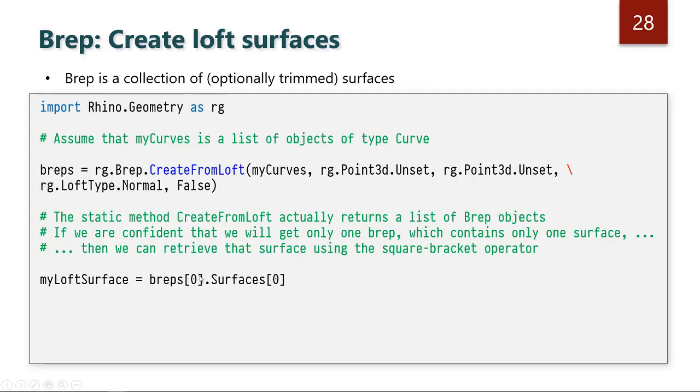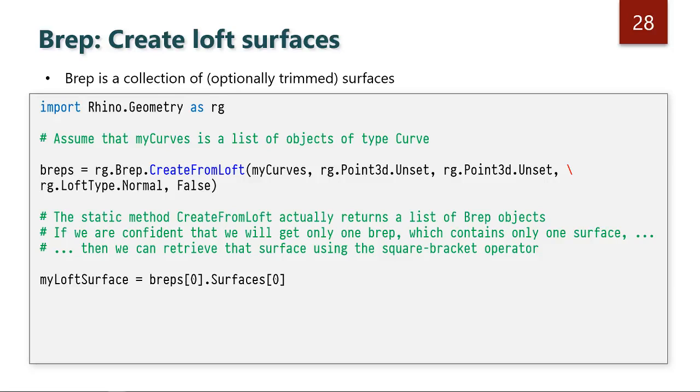All right, so you get a brep, and again, a brep has surface objects, and I assume that this particular brep has only one surface, so I read out the 0th surface right away, okay, and I store it in a variable called my loft surface, and then I can do all of the normal operations on it.